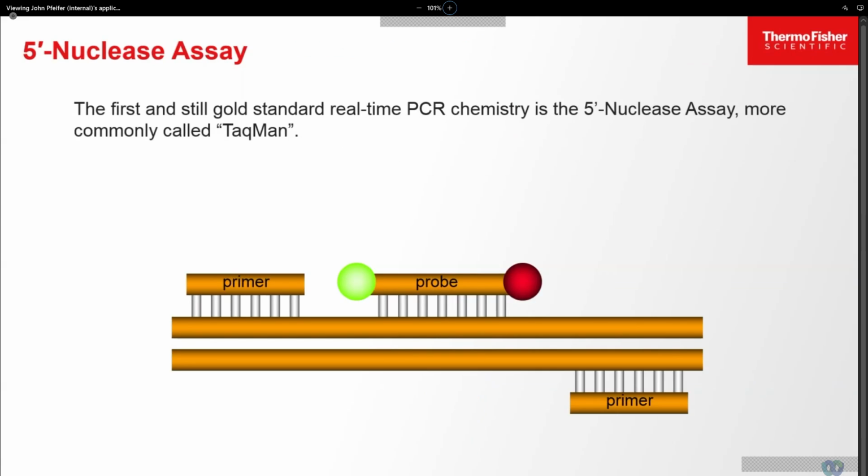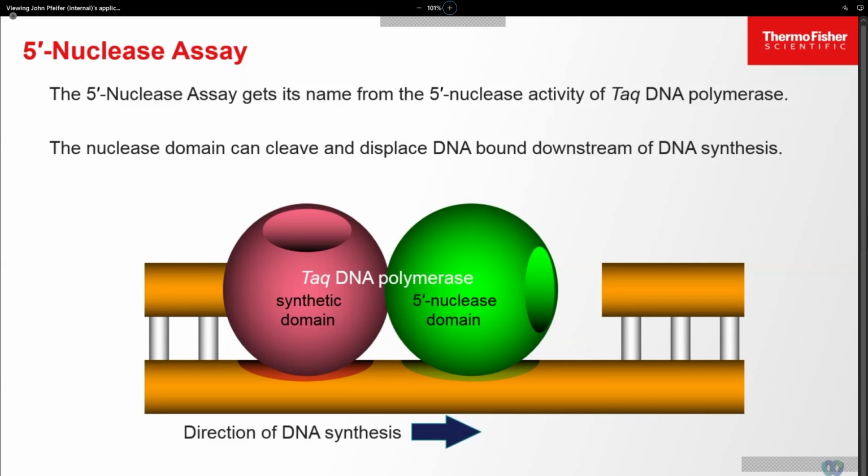So the first and still today the gold standard real-time PCR chemistry is the 5' nuclease assay, more commonly referred to as TaqMan. The 5' nuclease assay gets its name from the 5' nuclease activity of Taq DNA polymerase, which I've rather simplistically drawn as these two colored spheres. The green sphere represents the 5' nuclease domain of the protein. So during DNA synthesis, this nuclease domain can cleave or clip DNA that may be bound downstream of DNA synthesis. So think of it as the nuclease activity is removing these strands in anticipation of upcoming synthesis.